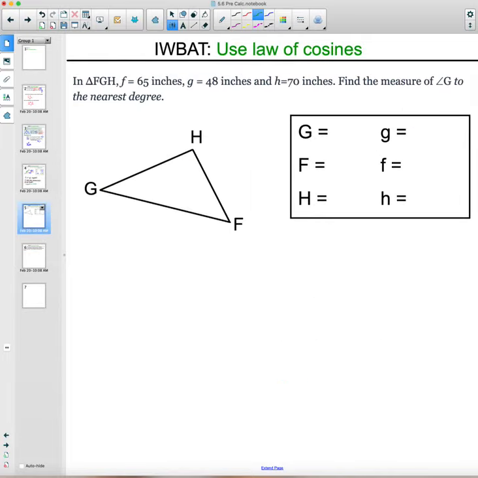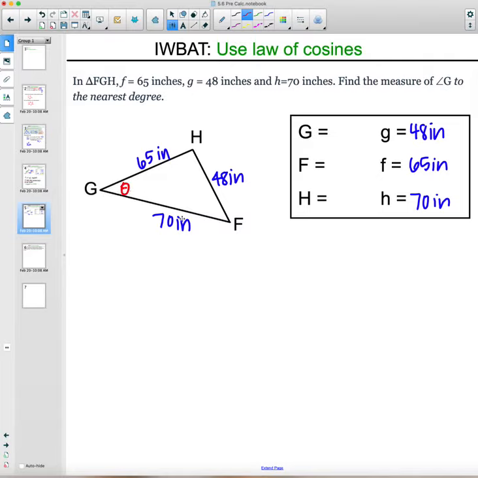Okay, next one. So triangle FGH, side F is 65. So across from angle F is 65 inches. Across from angle G is 48 inches. And then across from H is 70 inches. So we've got side G is 48, side F is 65, and then side H is 70. So in this one, they want us to solve for angle G. So we are looking for this for our answer.